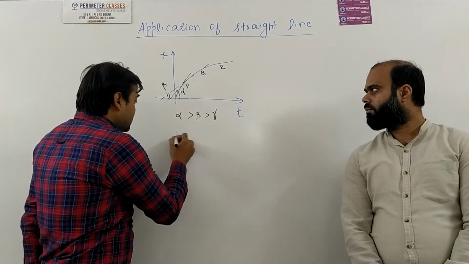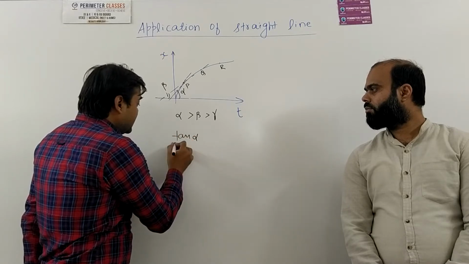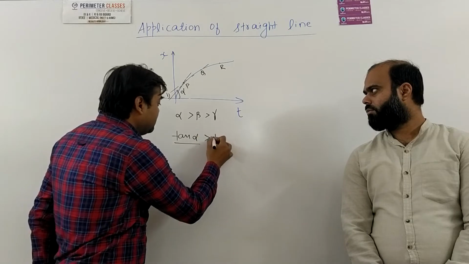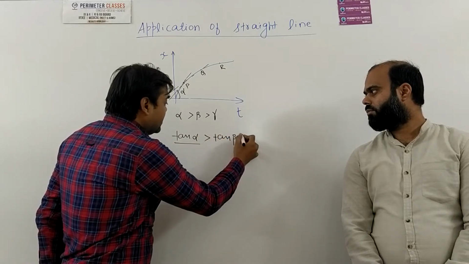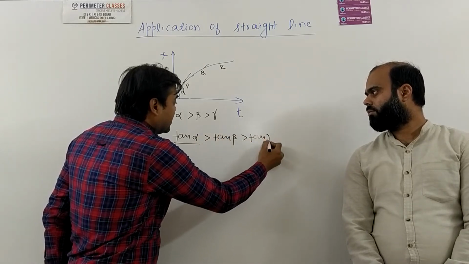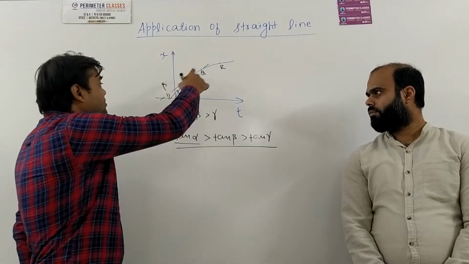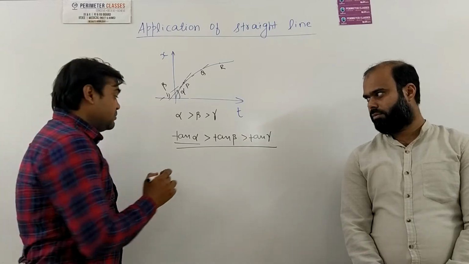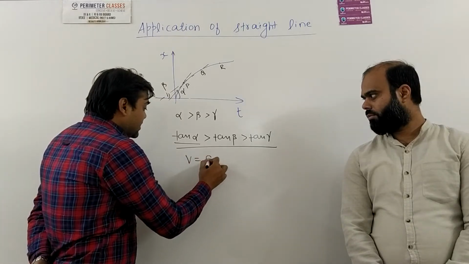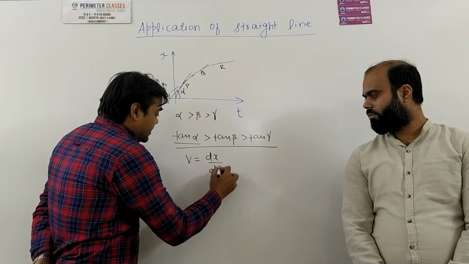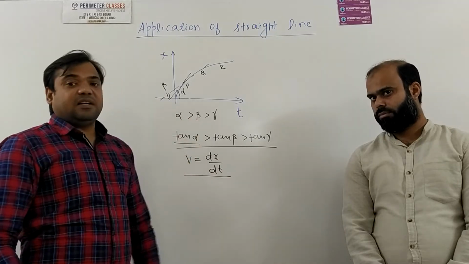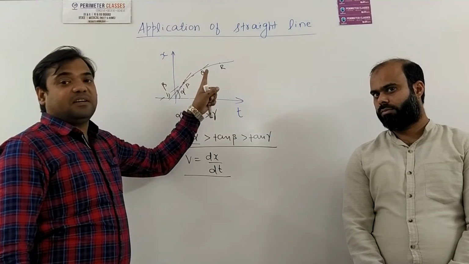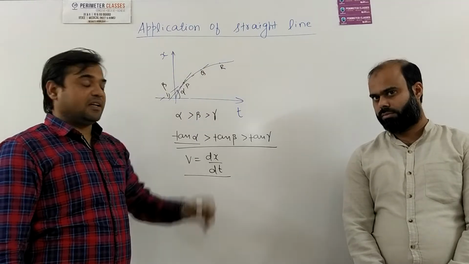So on the basis of what we have learned, we can say that the slope of the tangent, tan alpha, is greater than tan beta, and tan beta is greater than tan gamma. So the slope is continuously decreasing. And what does slope represent here? As we have learned, slope represents the rate of change of position, that is velocity. You have already learned this in the previous lecture, and if you have not gone through that lecture, the link is given here. You can go through that lecture again.